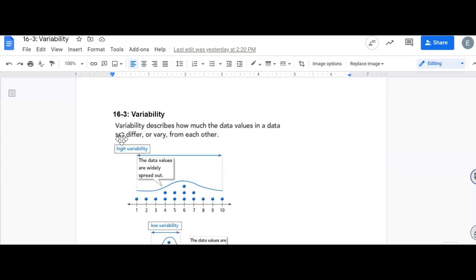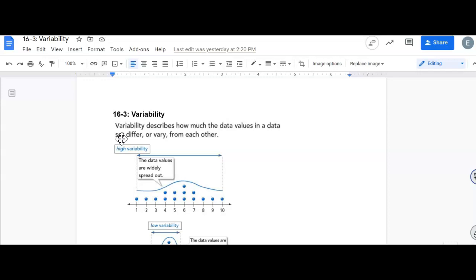Variability describes how much the data values in a data set differ or vary from each other. We're going to look at this first graph here. This data set would have high variability. The reason it has high variability is because the data values are widely spread out. These numbers take up the whole graph. They spread out between all the numbers. We would call this high variability.